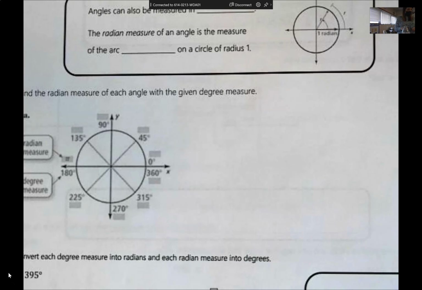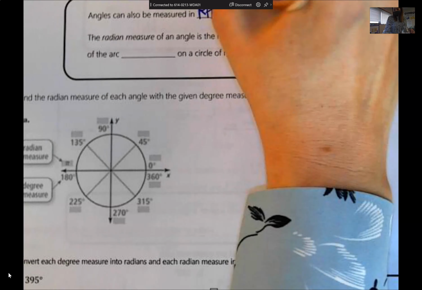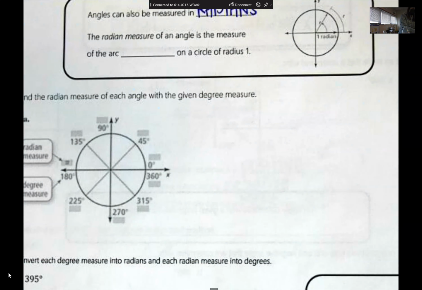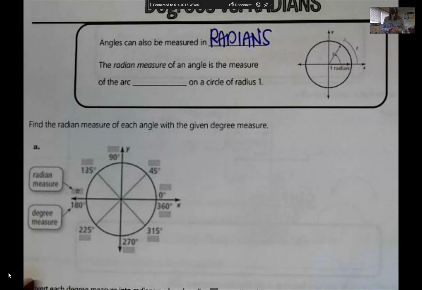Turns out that angles can also be measured in radians. It's just like how you can measure a length with centimeters or inches. We're measuring the same thing using different units. The radian measure of an angle is the measure of the arc length on a circle of radius 1. Holy moly. So this blank is length.